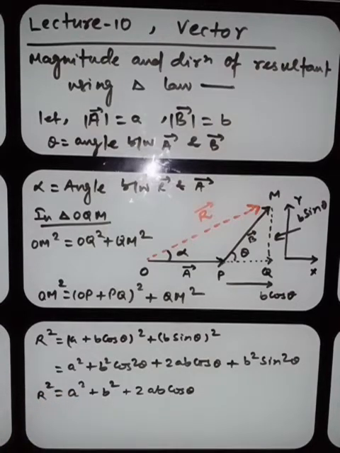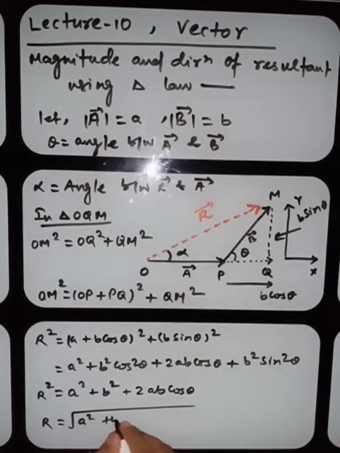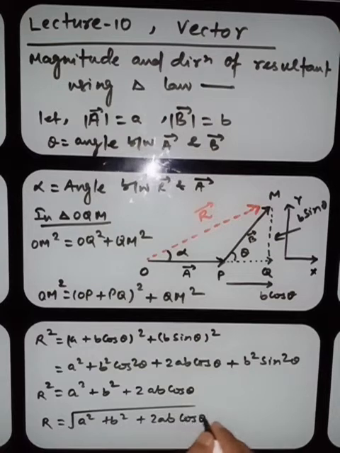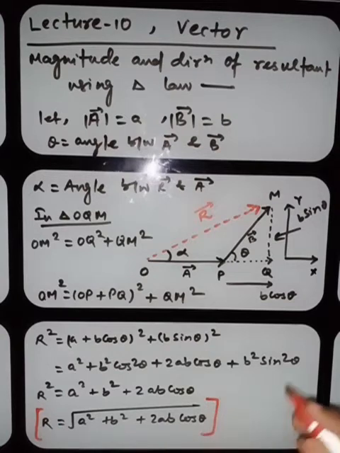And what is this? It is R square. It means R can be written as root under A square plus B square plus 2AB cos theta. Very simple. And this is the magnitude of the resultant of two vectors. My dear students, this is the required answer.